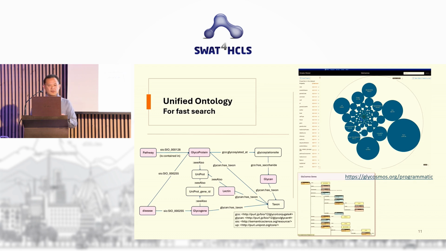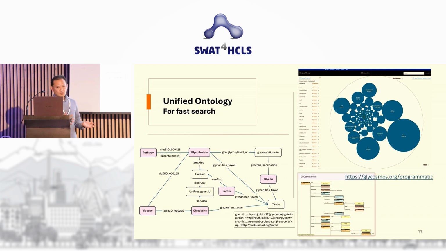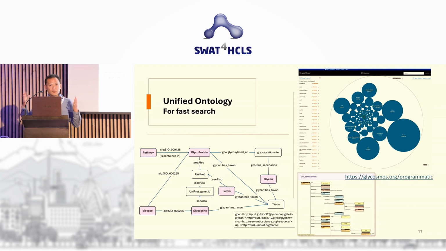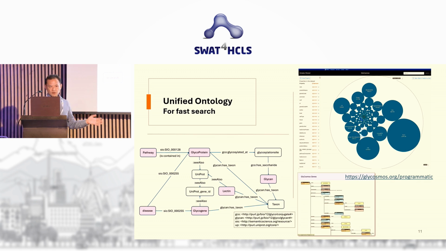And this is a unified ontology to organize all of the databases in GlyCosmos to facilitate searching for information. By using this ontology, you can get data in a very fast way. Even though there are many ontologies, if you want to get any specific data, you would have to check many ontologies. But by using one unified ontology, you can get your specified data very easily.